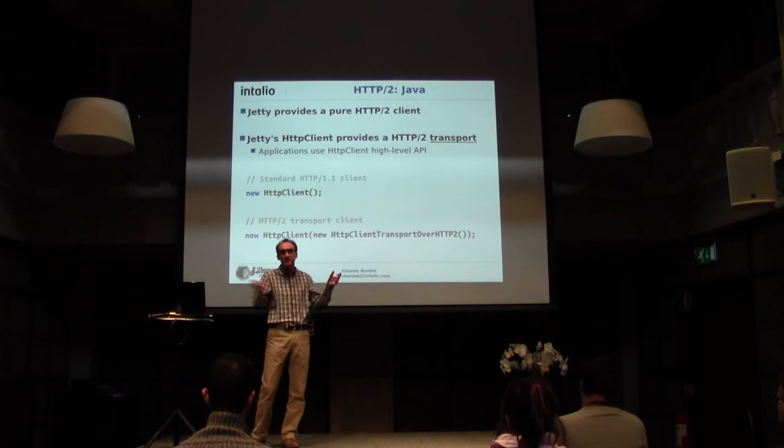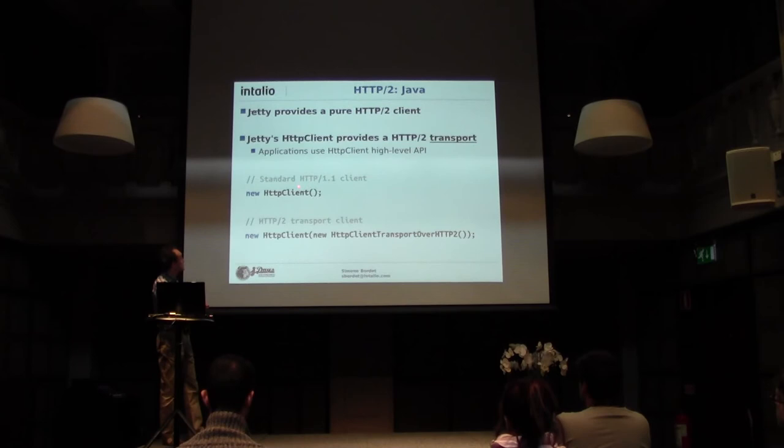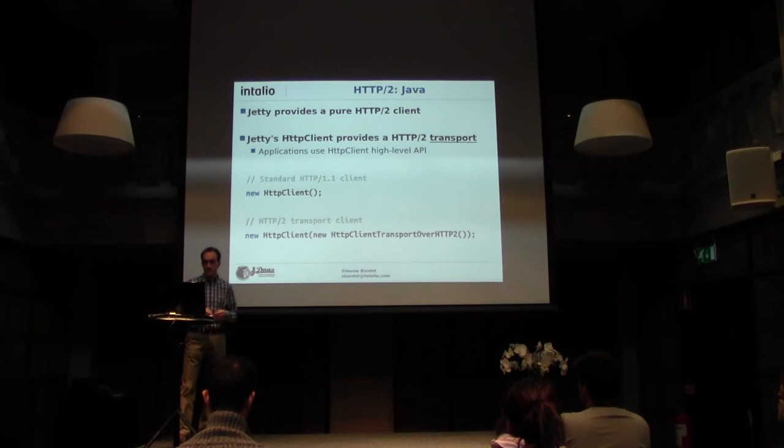So, for example, this is how you configure Jetty's HTTP client to be 1.1: new HttpClient, that's it. And this is how you configure the same HTTP client instance if you want to use the HTTP2 client transport. You just replace the wire transport with this other class. So it's very simple.